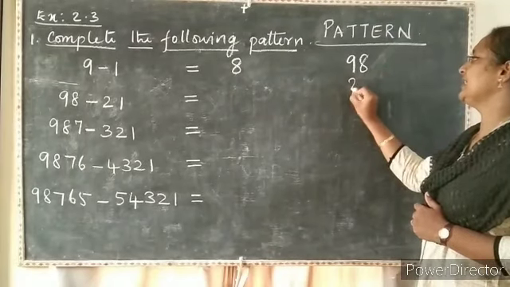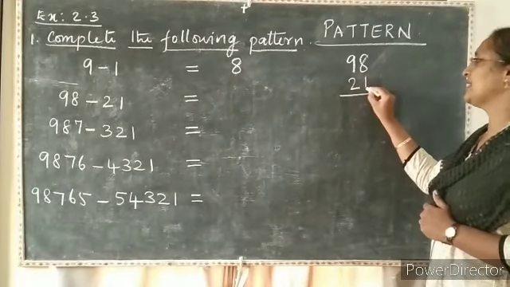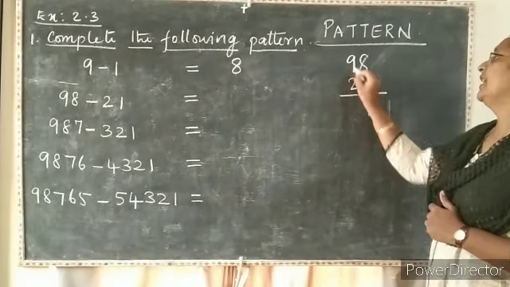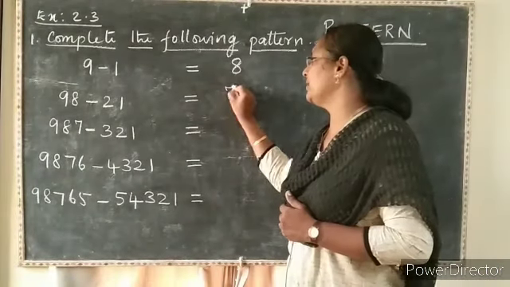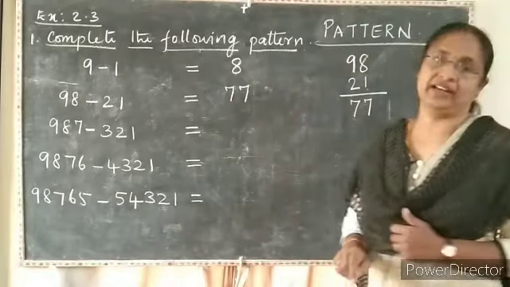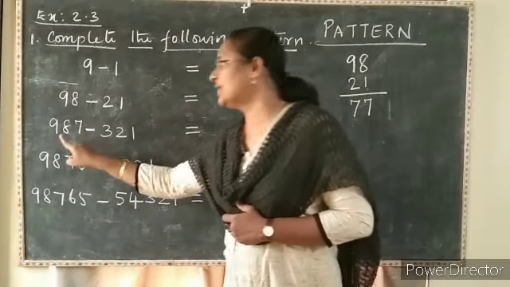Okay. Now let's see what is 98 minus 21. So 8 minus 1 is how much? 7. 9 minus 2 is how much? 7. Now what is the number? Look into this. 77. Yes or no? Okay. Now look into the next one.